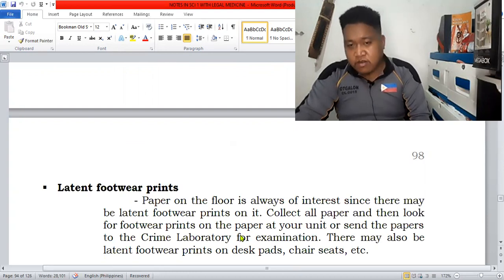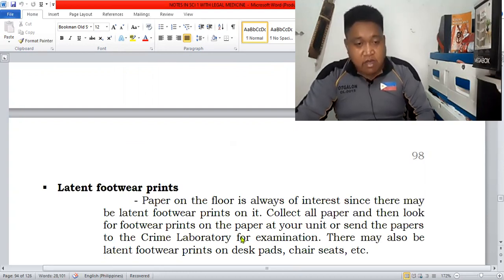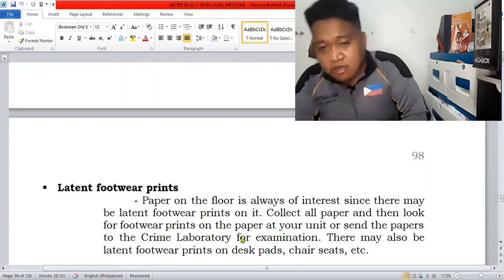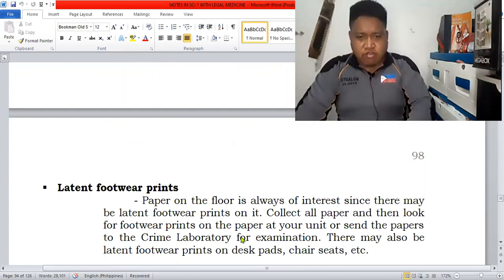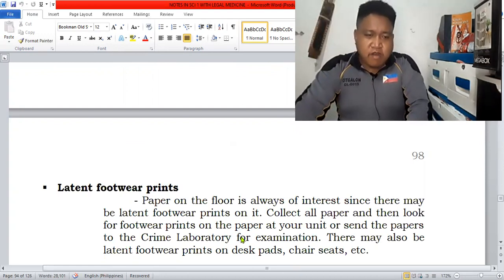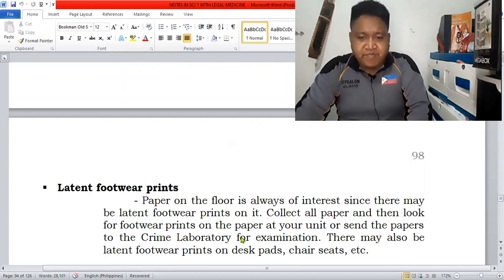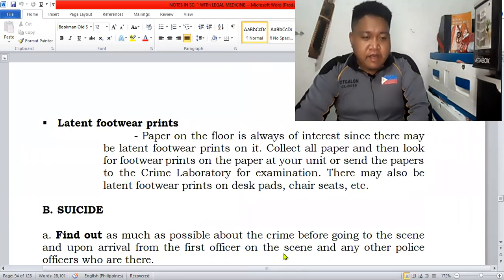Yeah, footwear. Especially pag baka may mark ng sapatos, no? Yan, mga footwear prints yan or slipper, no? They may also be latent footwear prints on deskpads, chairs, seats. Magagamit yan. So that is on robbery. Okay? Next is on suicide.